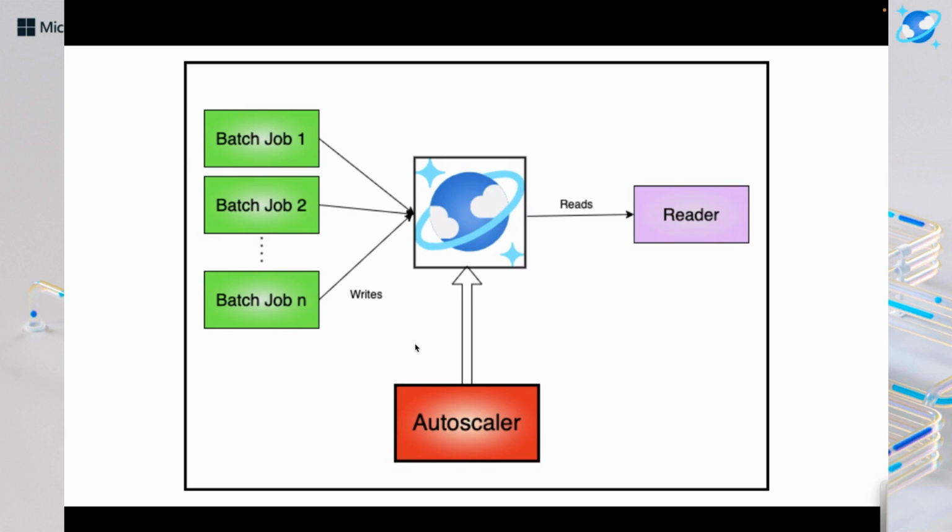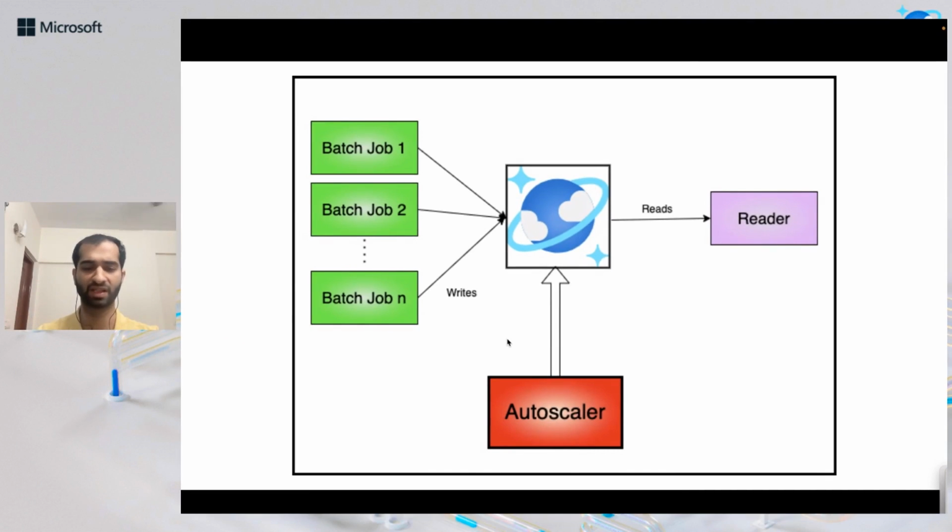The nature of these batch jobs is such that they run just for a few hours in a day, or with some particular frequency. Say for example, batch job 1 may run at an hourly level, whereas batch job 2 might run once a week, and then there might be another batch job which might run once a day. So the frequency can vary, and the throughput at which they hit Cosmos varies. So the load on Cosmos is varying throughout the day.